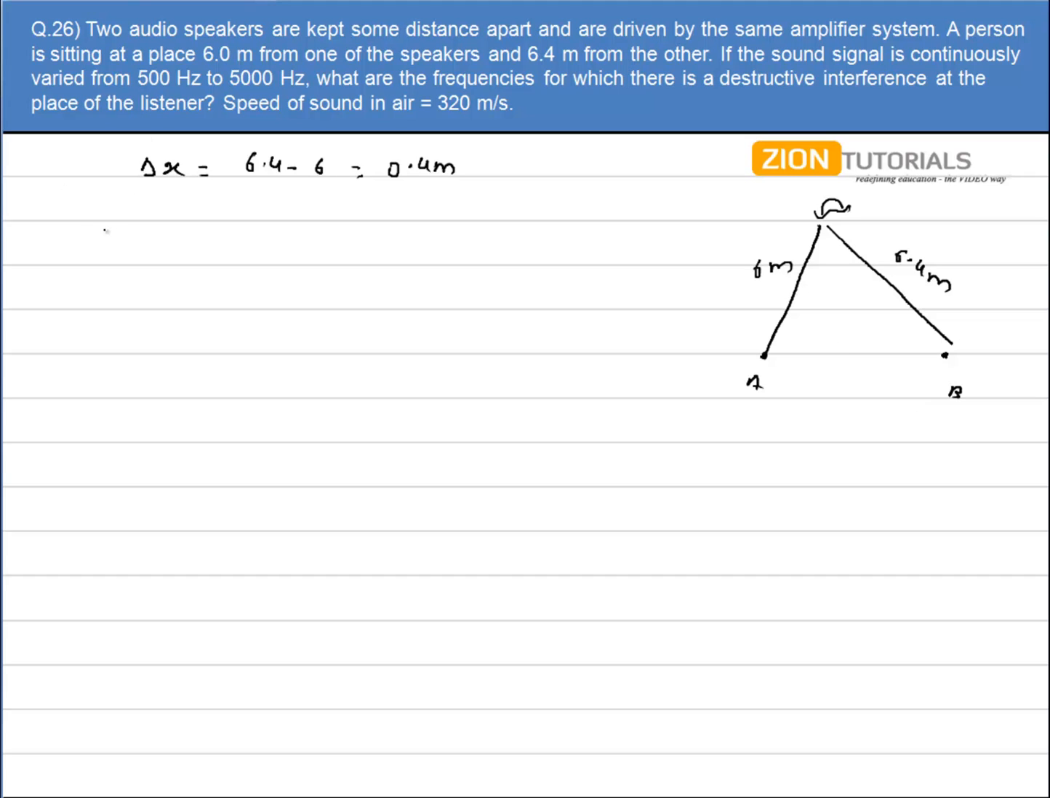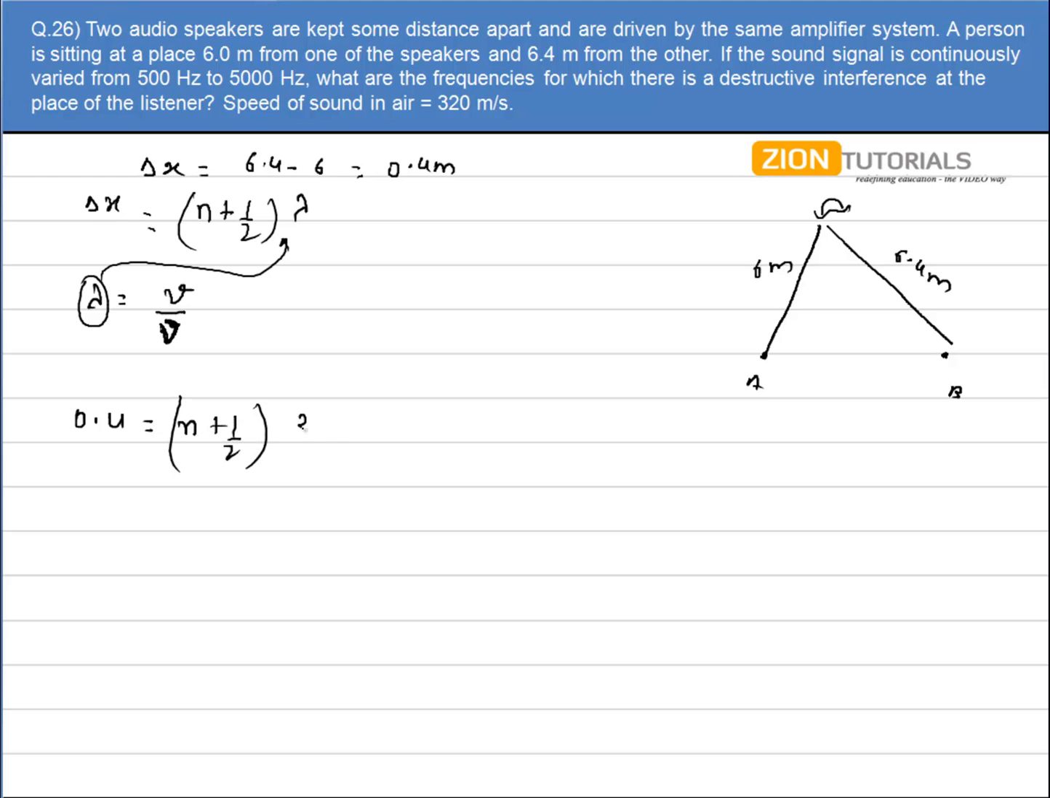Fine. Now the second thing is, we know that path difference for destructive interference should be equal to (n plus 1 by 2) times the wavelength. And we know that wavelength is given by wave velocity divided by frequency. Right. This is the frequency and this is the wave velocity. So substituting the value of lambda over here, the path difference, that is 0.4, should be equal to (n plus 1 by 2) times wave velocity, that is 320, divided by frequency.